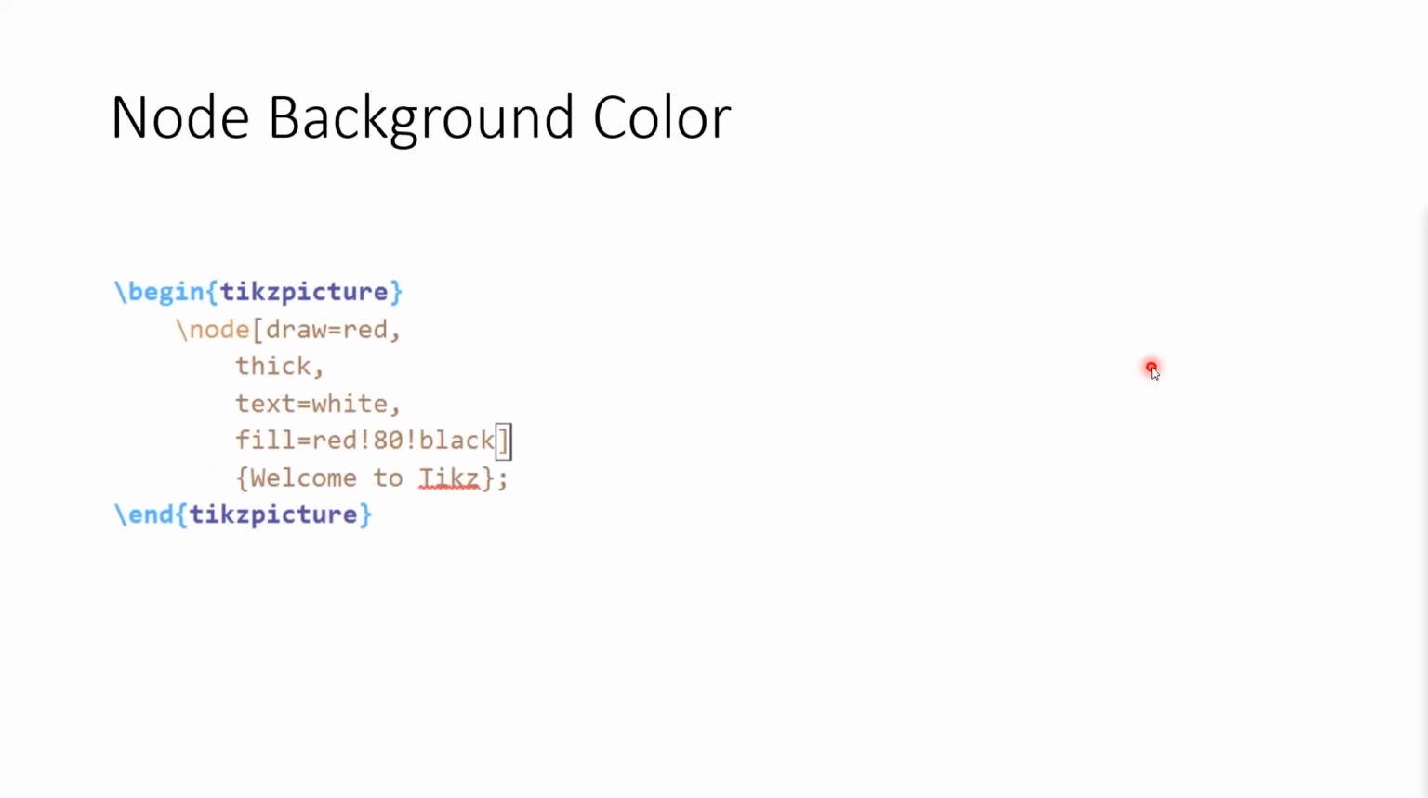Node background color. fill=red!80!black. This means 80% of red color and the remaining color is black. So the background color of the node will be this color, red.